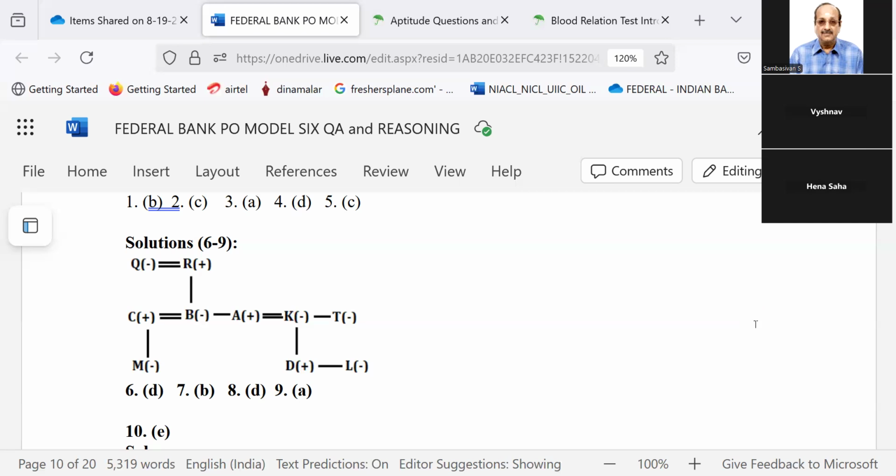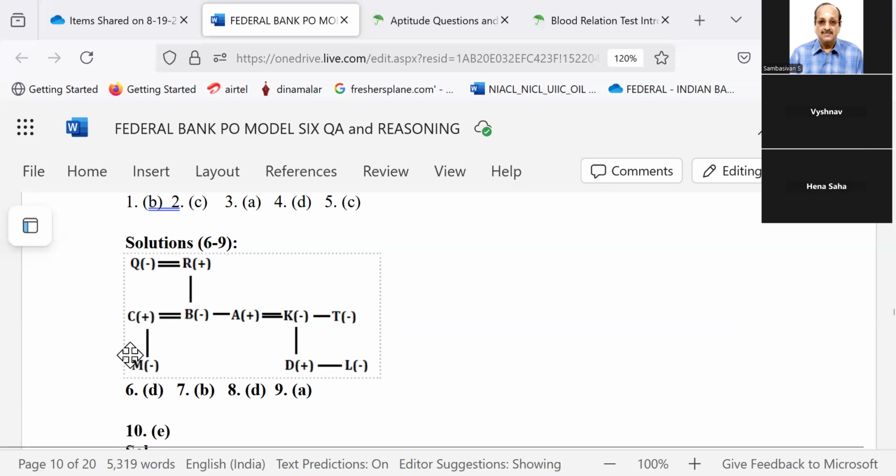Then who is the granddaughter of R? D is the cousin of M. Who is the granddaughter? M is granddaughter. Then B is the aunt of L. So L will come here and B is here. Q is the mother of B. So automatically R has to be male and Q has to be female.